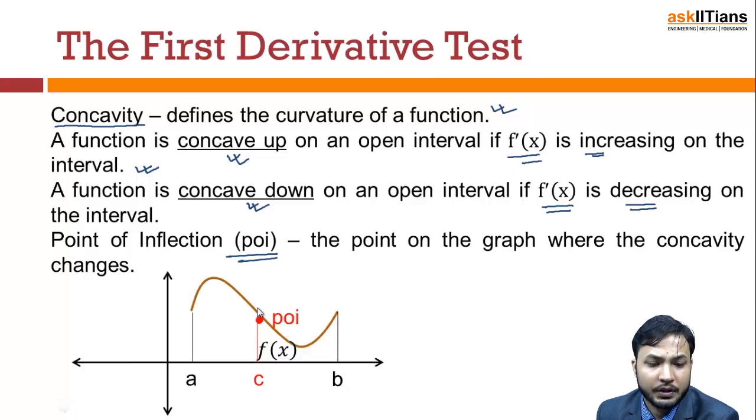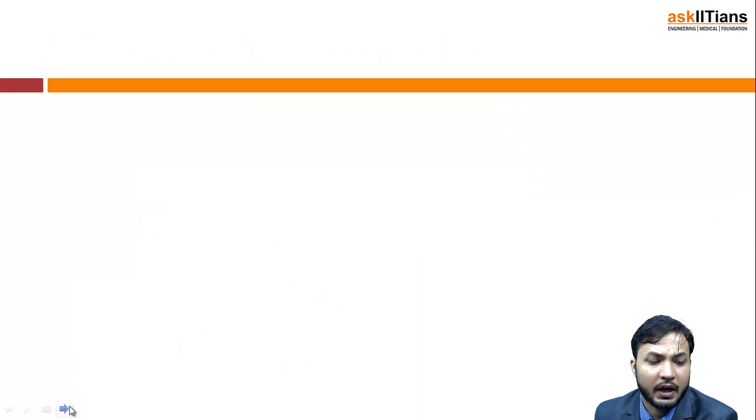Now, see over here, from this part onwards it started changing. Up till this point it was concave downwards, and from this part onwards it becomes concave upwards. So this becomes my POI, the point of inflection.